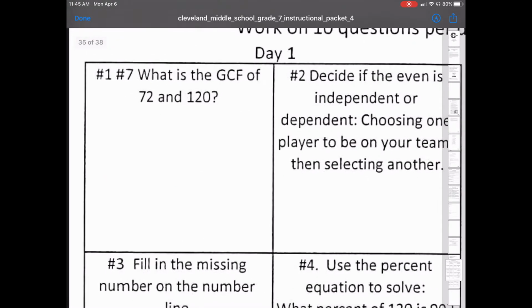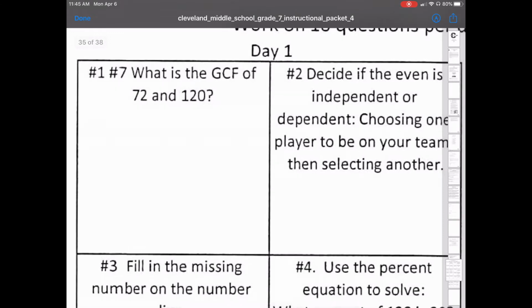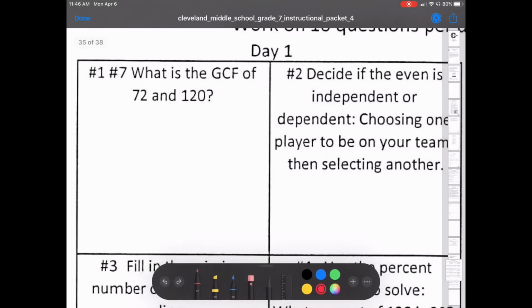But let's go ahead and go for number 1. On some of these questions, there are typos. I apologize for that, but we're still going to do what we can to solve these problems. All right, so for number 1, it is asking us about this thing called a GCF. Stands for greatest common factor.